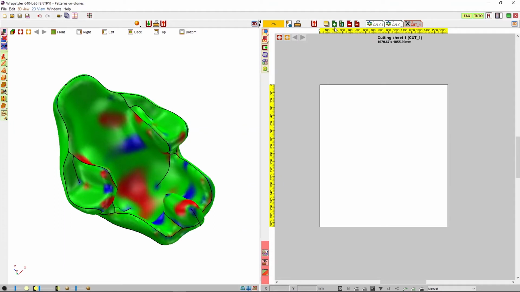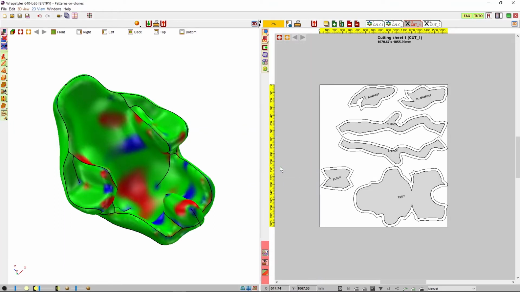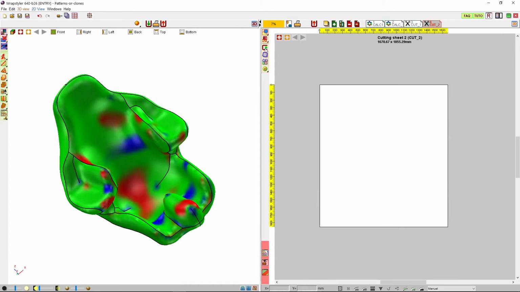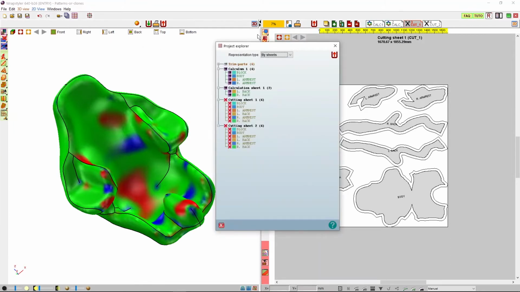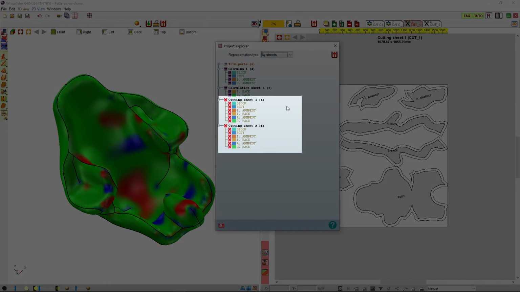Clones, on the other hand, are copies or instances of patterns. They can be displayed on cutting, assembly, or rendering sheets. Only the clones on the rendering sheets can be displayed in the 3D view. The ones on the cutting and assembly sheets cannot, as indicated by the crossed-out eye icon in the Project Explorer.